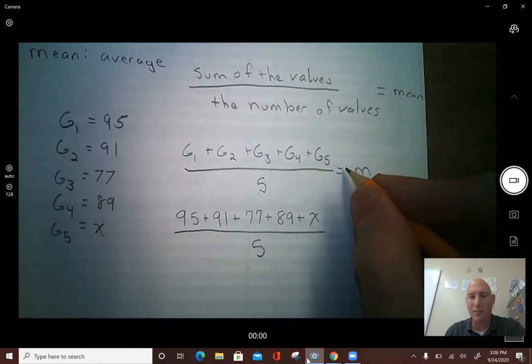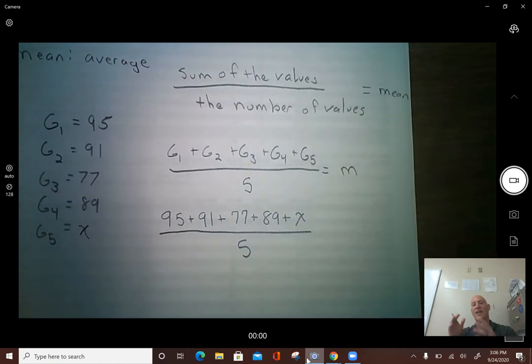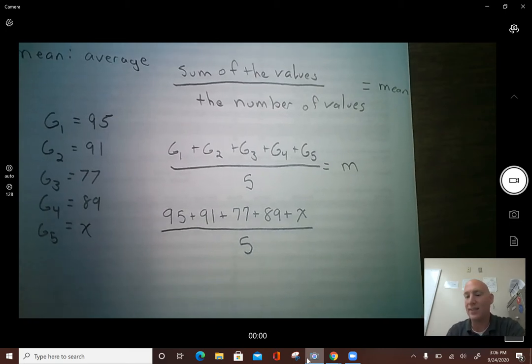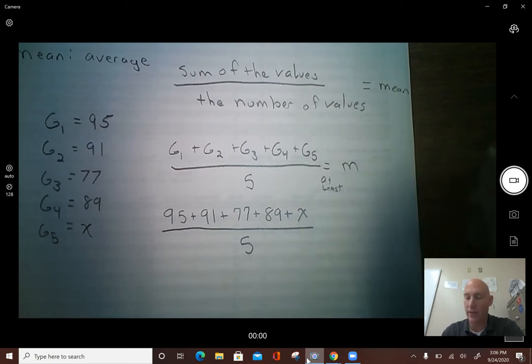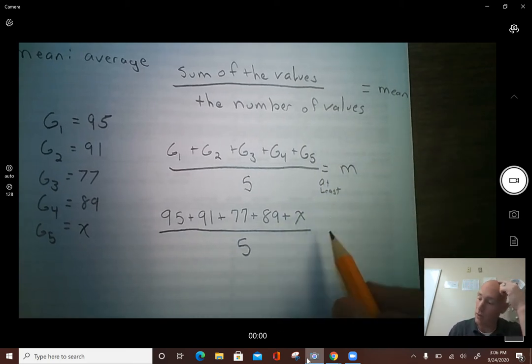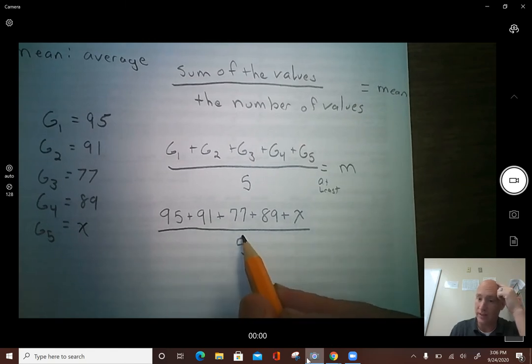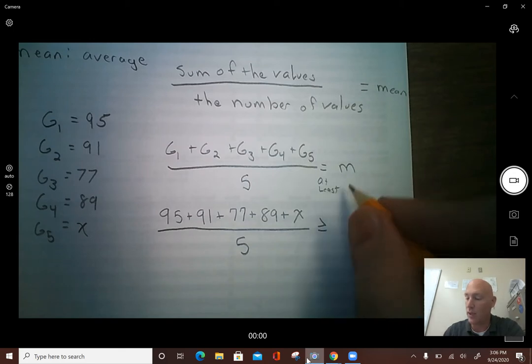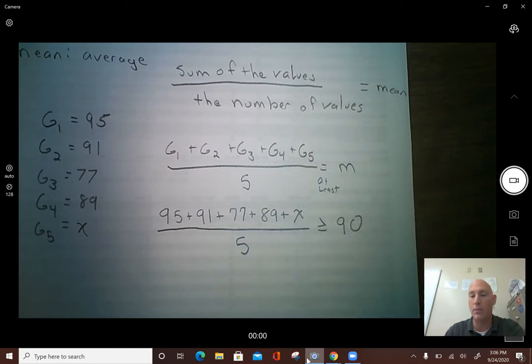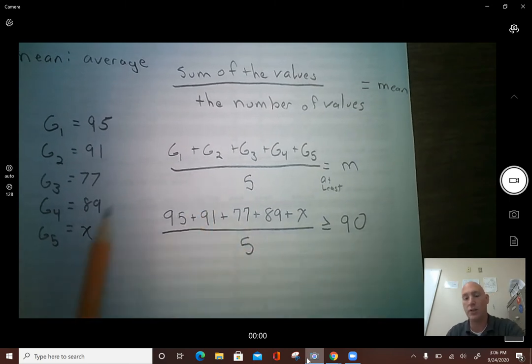Now it's not going to be equals though, because we said we can get at least 90. We have to average at least a 90. At least means, remember, greater than or equal to, meaning this left side has to be greater than or equal to the mean, which we said our minimum mean was 90. Take a second, make sure you understand where this came from.